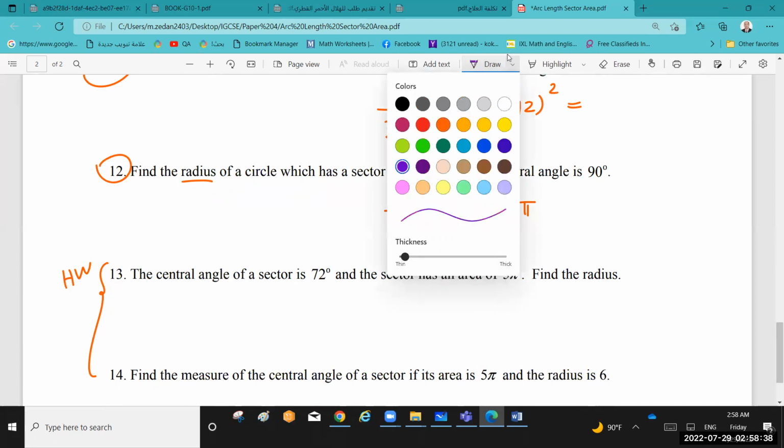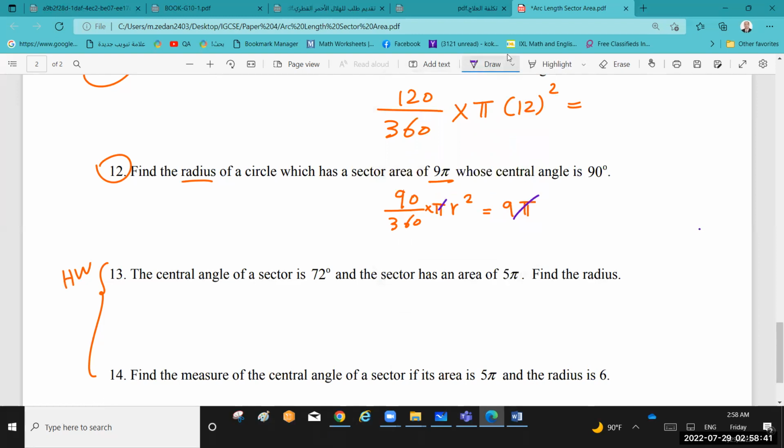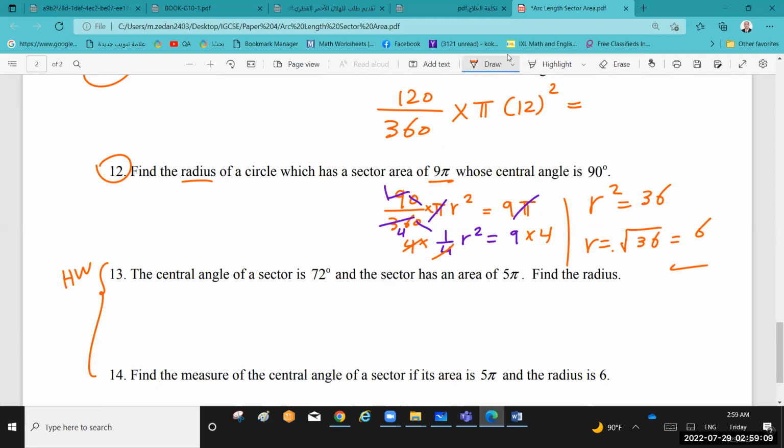So divide by pi on both sides, then divide 90 and 360 by 90, giving 1 over 4. So I have 1/4 r squared is equal to 9. Multiply by 4 to remove the quarter. Now r squared is equal to 36, and simply r is the positive square root of 36, which is 6. This is the radius of the circle.